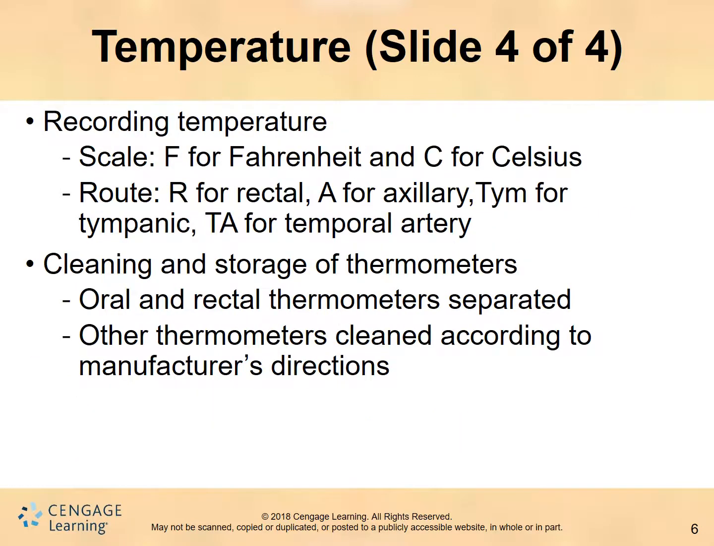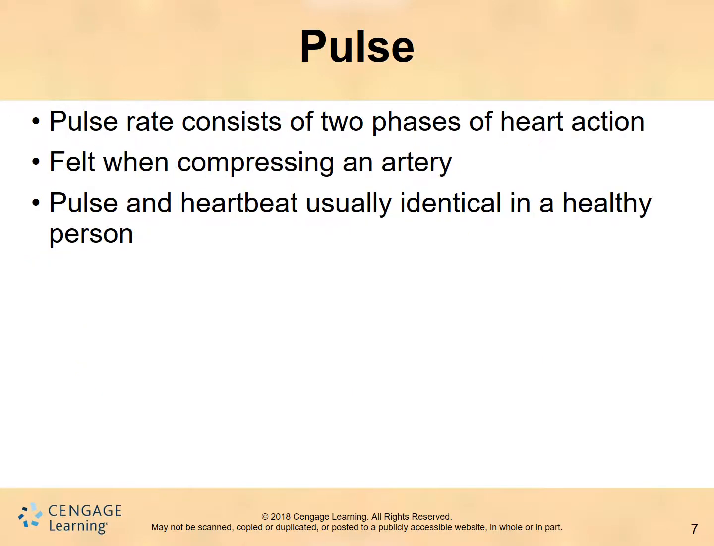When recording a temperature, use the scale, which is F for Fahrenheit and C for Celsius, and the route: R for rectal, A for axillary, which is in the armpit, TYM for tympanic, and TA for temporal artery. When you clean and store thermometers, you need to separate the oral and rectal thermometers, and other thermometers are cleaned according to manufacturer directions.